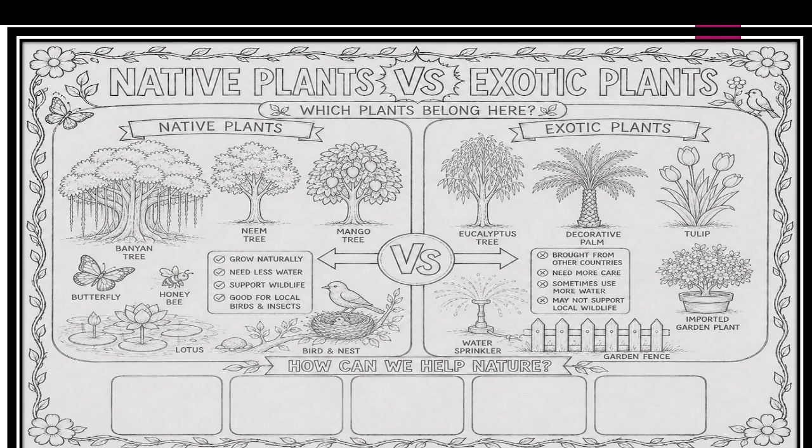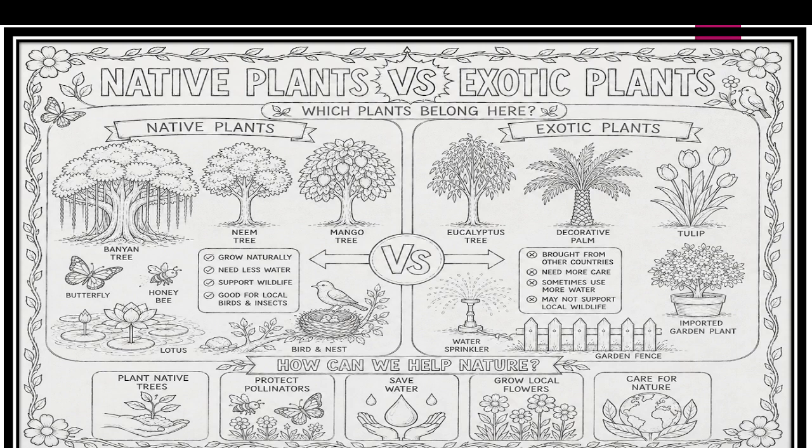Add a butterfly, a honeybee, a bird, and a bird nest. On the exotic side, add a tulip, a garden fence, and a water sprinkler. Why? Because we are showing something really important. Plants aren't just decoration, they interact with the entire ecosystem. And now add the labels, and draw arrows connecting the comparison. But stop, we are leaving the bottom section empty for now. You will see why.